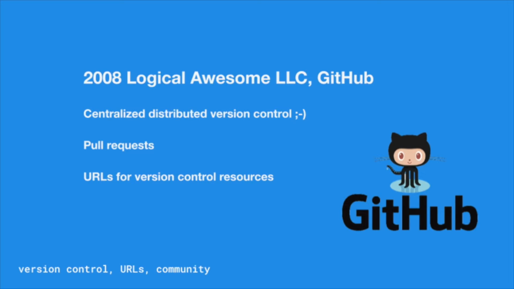In 2008, a company called Logical Awesome LLC released a product called GitHub. They soon changed their name to match the product, of course. GitHub was interesting in many ways. In some ways, it copied things like SourceForge, but it was much more friendly, easy to use. It came out of the Rails community in terms of ideas about front-end design. It had URLs for everything, incorporated through its structure. So everything was easy to share through URLs. It gave a lot away for free for open source projects.